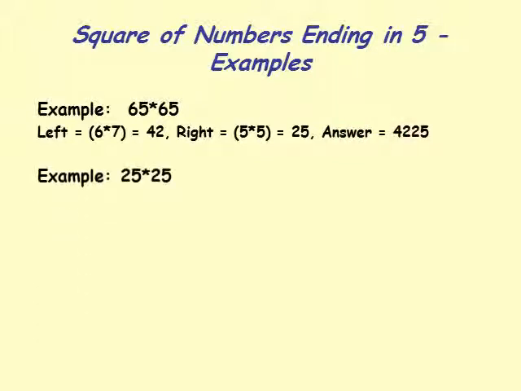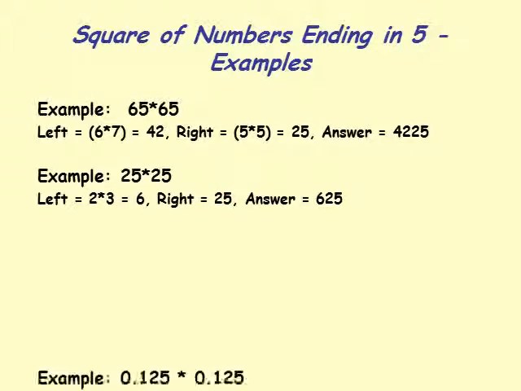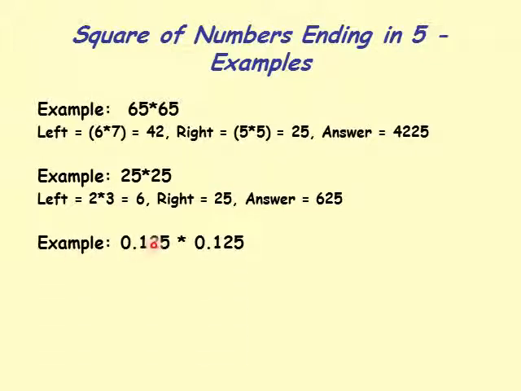Let's do another example here. 25 times 25. On the left is 2 times 3, and right is 25. So 2 times 3 is 6, right is 25. Answer is 625. Another example, 0.125 times 0.125 is 12 times 13 on the left, 156, and 25 on the right.